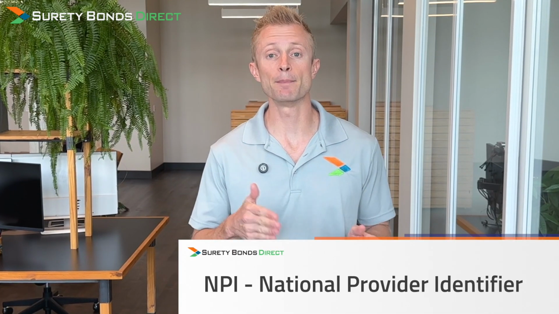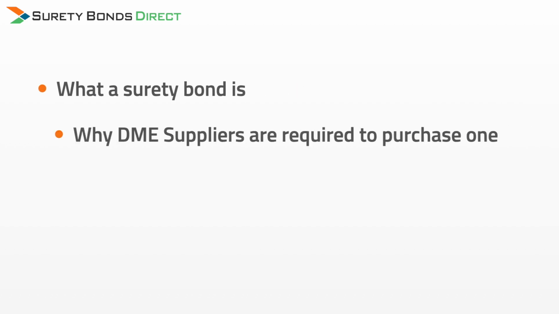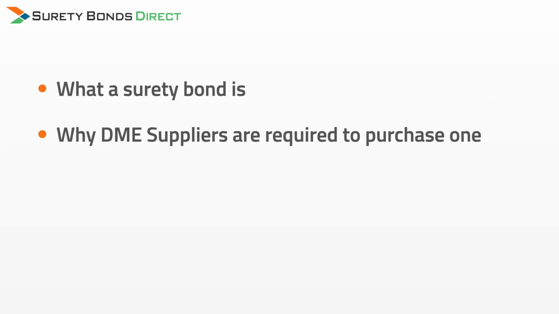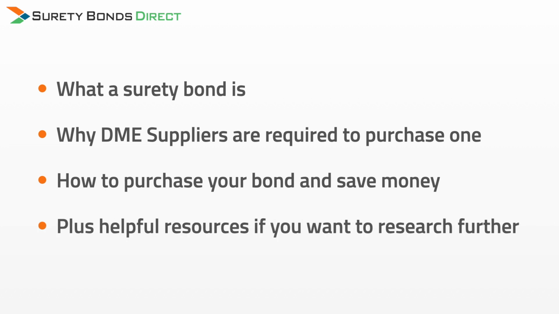One of these requirements is purchasing a surety bond for every NPI or National Provider Identifier. This is going to allow you, again, to sell or prescribe medical equipment and supplies. But if this is your first time enrolling as a DME supplier, you've probably never even heard the term surety bond before. And that's why in this short video, I'm going to help you understand what a surety bond is, why DME suppliers are required to purchase one, how to purchase your bond and save money, plus helpful resources if you want to research further.